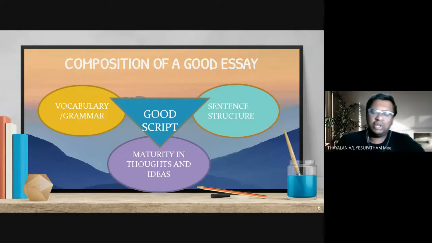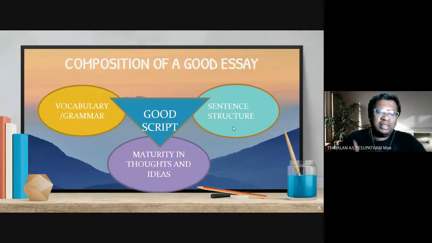And then eventually we have maturity in thoughts and ideas. When we talk about maturity in thoughts and ideas, this is something that is acquired. Vocabulary, you learn. You learn a new word. Grammar rules, you learn. Sentence structures, you learn them as well. But maturity in thoughts and ideas, this is something that we do not learn, but we acquire. How do we acquire it?